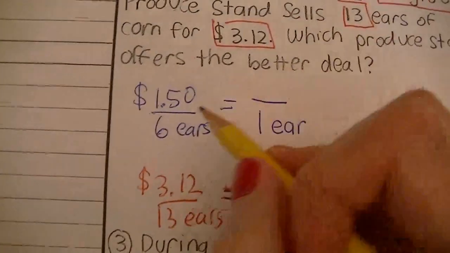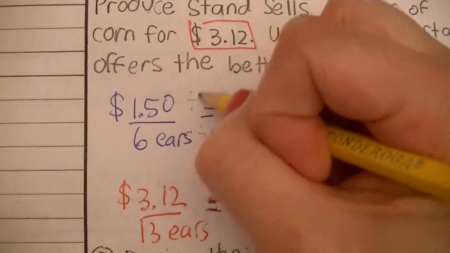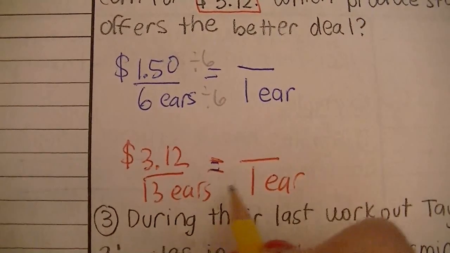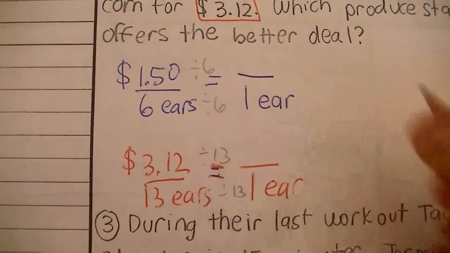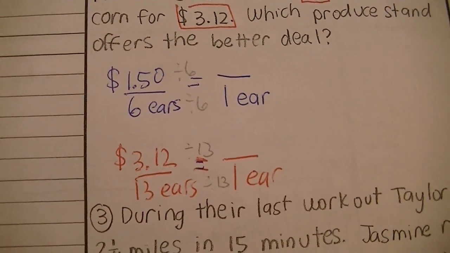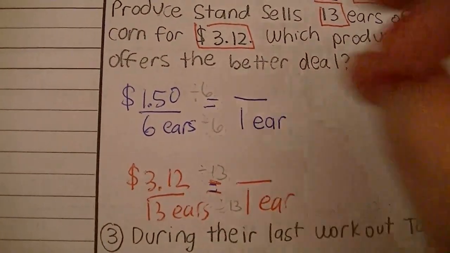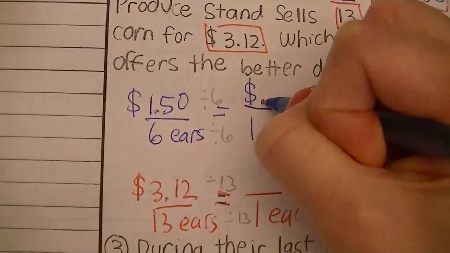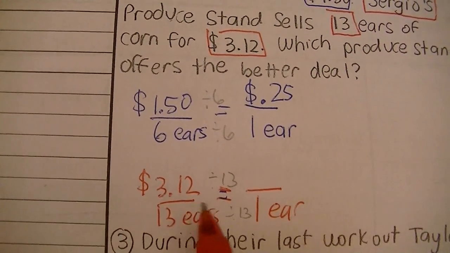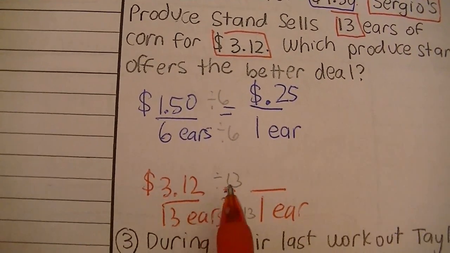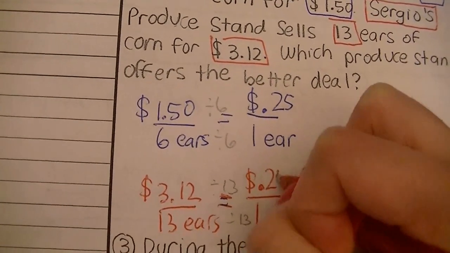And this is the part where you have to decide 6 divided by what number equals 1? Well, it's divided by 6. $1.50 would also be divided by 6. And then 13 divided by what number gives you 1? Well, it'd be 13. Okay, and please do show all of this work, okay? So go ahead and figure out what $1.50 divided by 6 is. It is equal to 25 cents. And go ahead and figure out what $3.12 divided by 13 is. It gives you 24 cents.